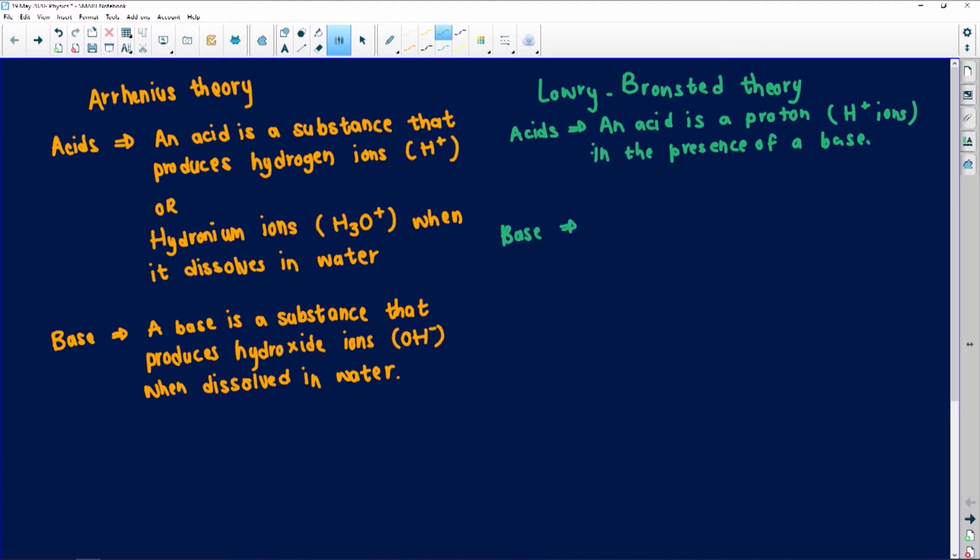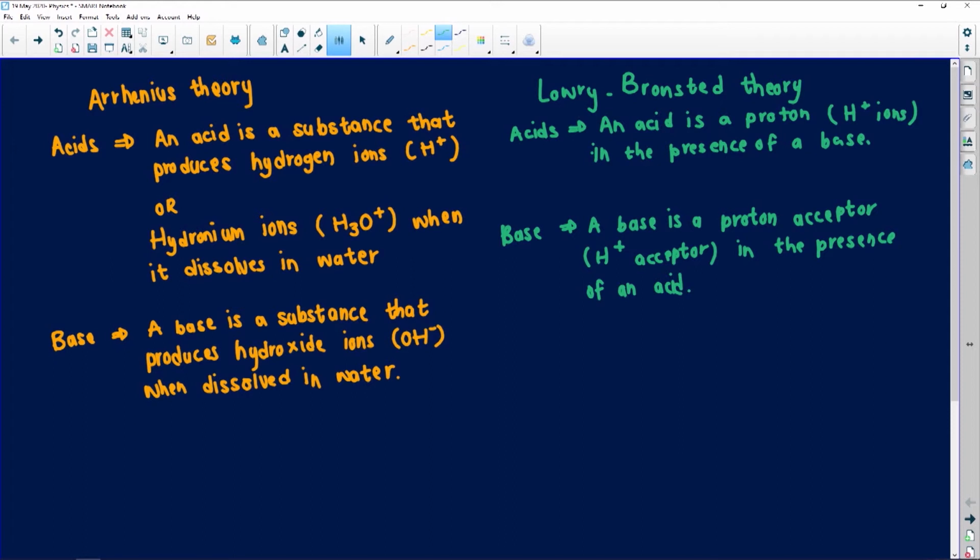So Lowry-Bronsted theory says a base is a proton acceptor. They accept the H plus, and this is in the presence of an acid. One thing to remember, we've got two theories, Arrhenius' theory and the Lowry-Bronsted theory. If they ask you to define each of them, they are not the same. Make sure you define them as said.